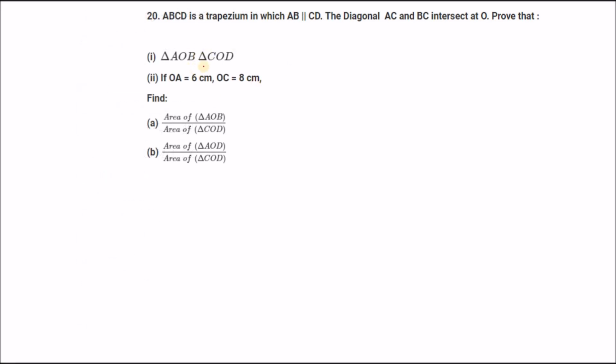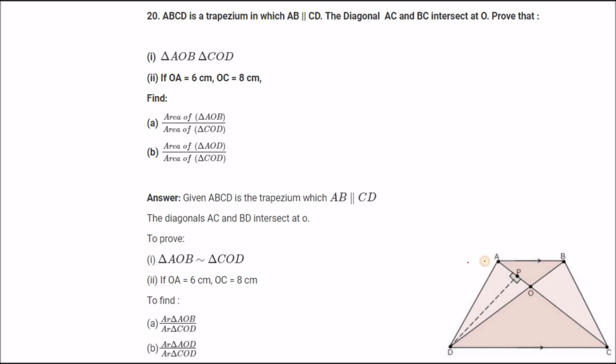Next, ABCD is a trapezium with AB parallel to CD. So this line is parallel to this line. This is a trapezium. The diagonal AC, this A and C, is a diagonal, and this diagonal BD. It has to be BD. It intersects at O, right?